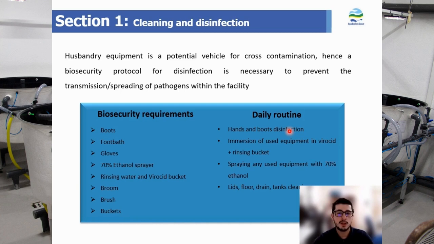Each time that equipment is used, it has to be placed for a certain duration of time inside the disinfectant solution to disinfect properly, and then rinsed in a proper rinsing bucket. Spraying any used equipment with 70% ethanol. Lids, floor, drain, and tanks cleaning after each feeding, but in general after each check. Following strict biosecurity, the risk of spreading a pathogen is still present, but is less likely.